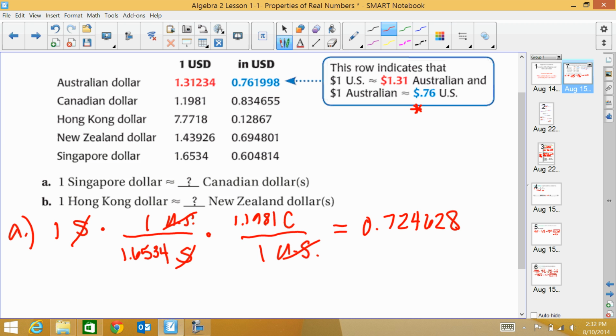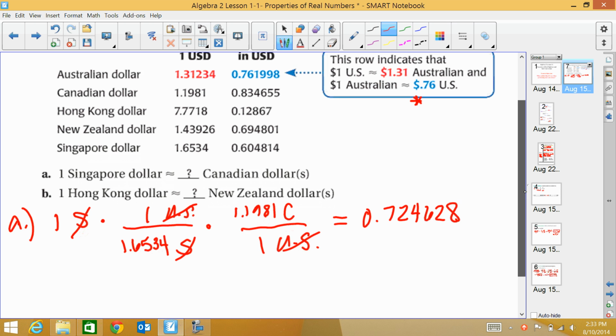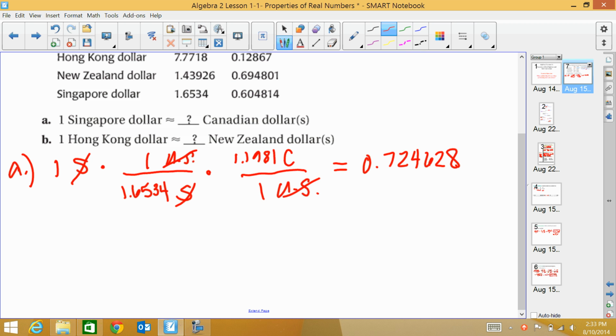Now that is in Canadian dollars. So that is what you would fill in the blank right here. Now you could round it to 72 cents if you wanted to. It's totally up to you. This is what the book has as the full answer, so I'm just going to leave it like that for now if you're checking answers.